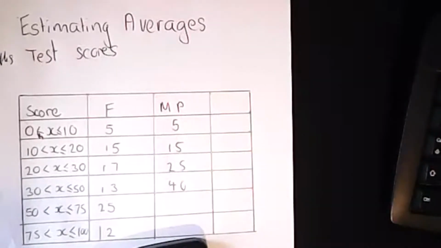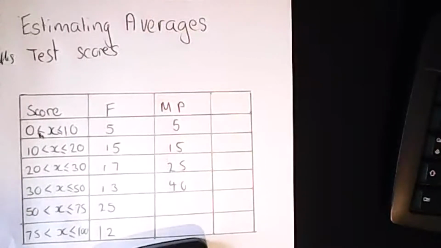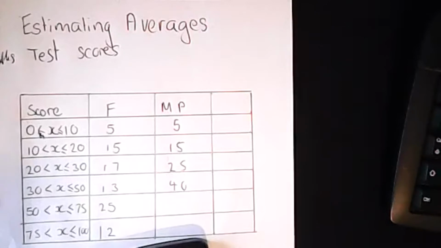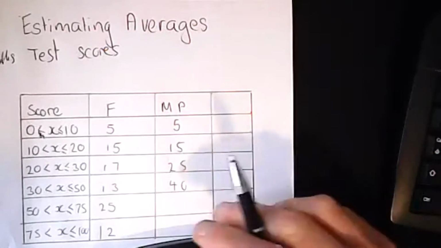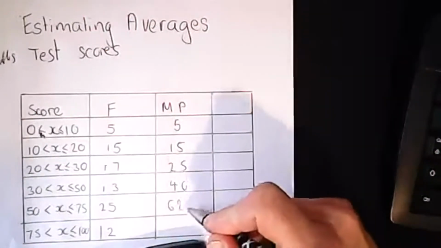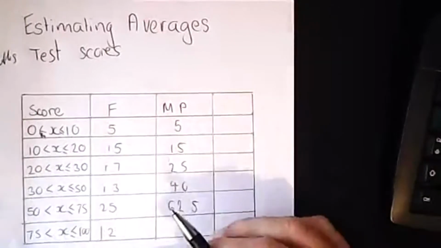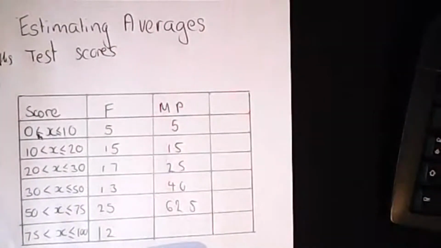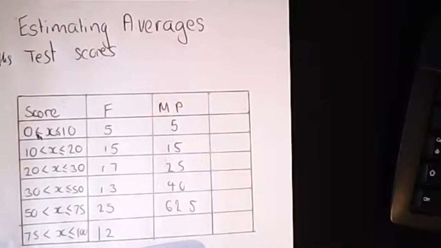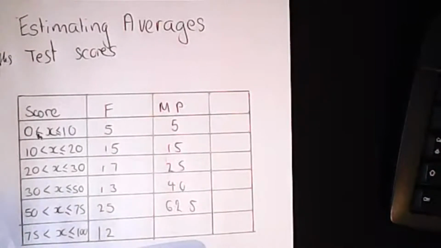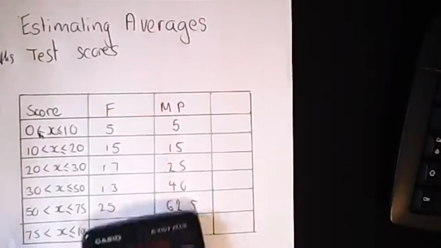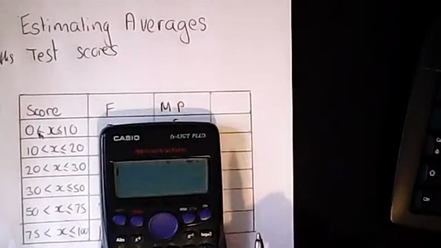It's 50 plus 75 equals 125, divided by 2. That's 125 divided by 2, which is 62.5. And then you've got 75 add 100, divided by 2. Well, equals first. Don't forget the equals first because of BIDMAS. That is 175.